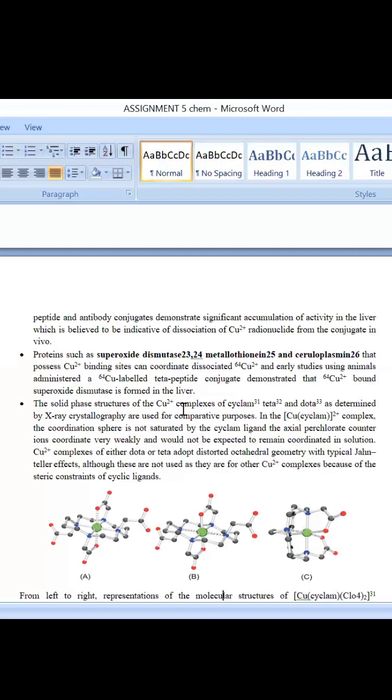The solid phase structures of Cu2+ complexes of cyclam 31, TETA 32, and DOTA 33, as determined by X-ray crystallography, are used for comparative purposes.